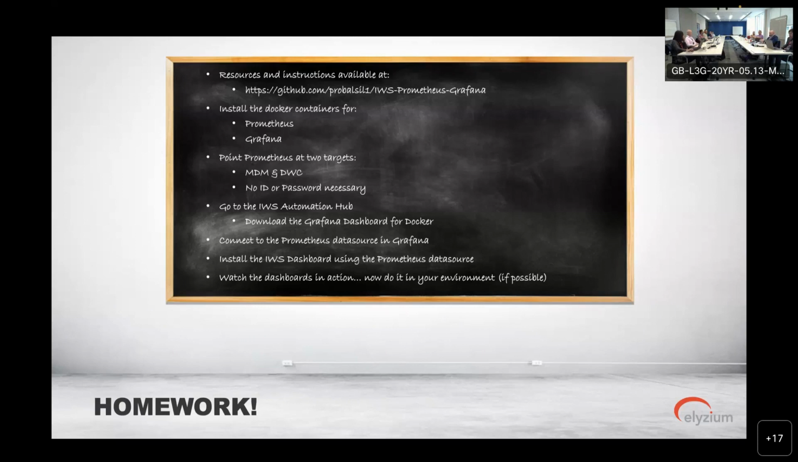The installation instructions are all there for you to start both a Prometheus and Grafana instance within Docker, connect to the DWC and the master. No ID or password is necessary from the IWS end, and then get to the same stage as I've just shown you with Grafana and show you the metrics coming out. And then once you've done that, you may wish to do that within your environment.